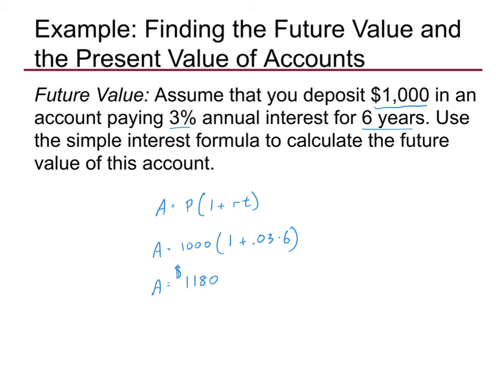$1,180. Now, if I just did I equals PRT for this problem, I would get $180. And then I could add that back on to the original amount to get the $1,180 that I just got over there. But the future value formula here just gets it all done in one step.